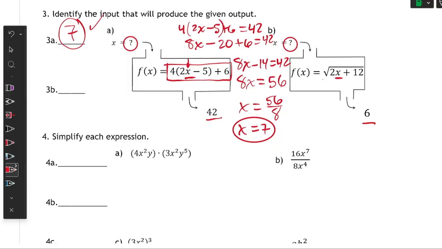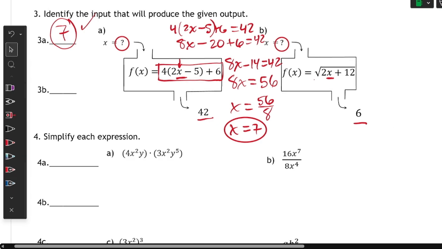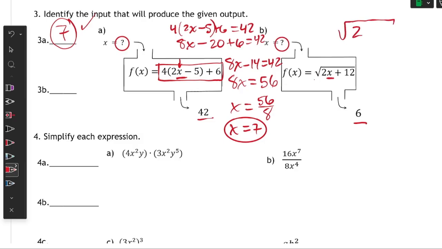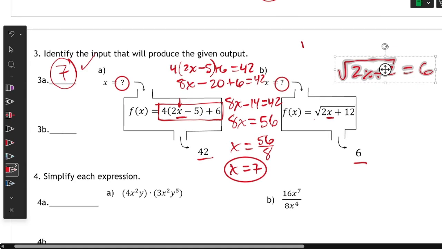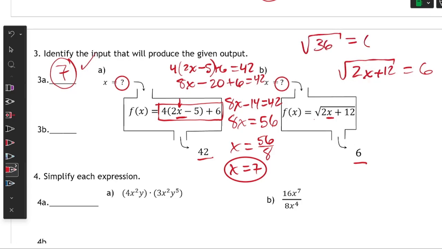The next one might be premature. We'll get very good at this with time. But this is saying the square root of twice x plus 12 has to equal 6. Well, I know one thing. I know that the square root of 36 is 6, right? I just know that from arithmetic. I can think about that by squaring 6 too and seeing, oh, that's 36.